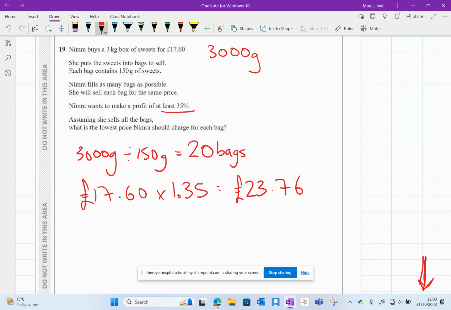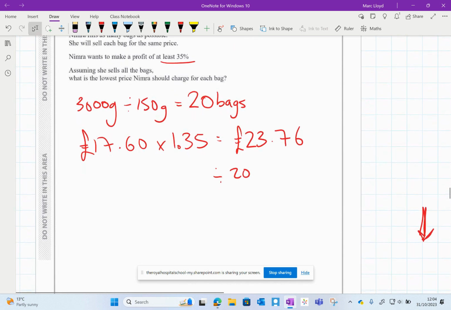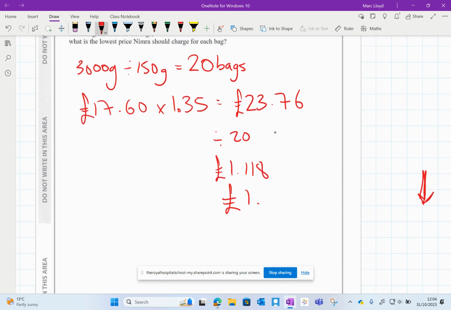£23.76. Now she wants to make at least 35%, so that's the lowest amount. I'm going to divide that by 20, and that will tell me the price she needs to sell each bag for. Oh no, 1.188. Well, that doesn't work. So she'll need to sell it for £1.19.